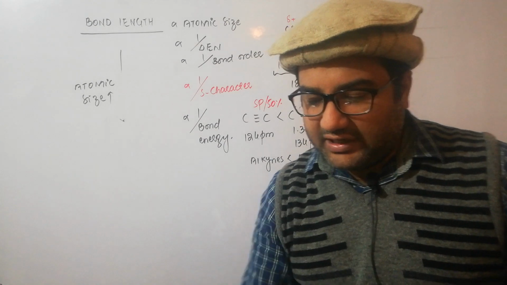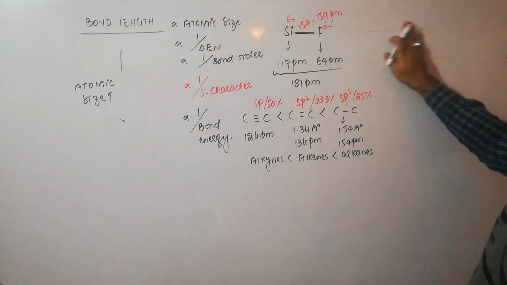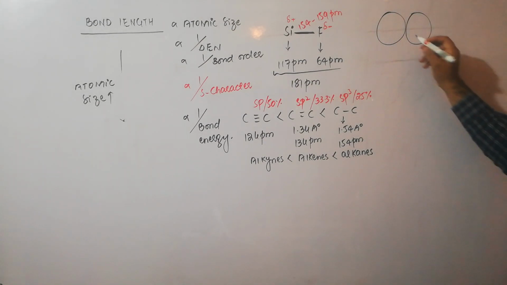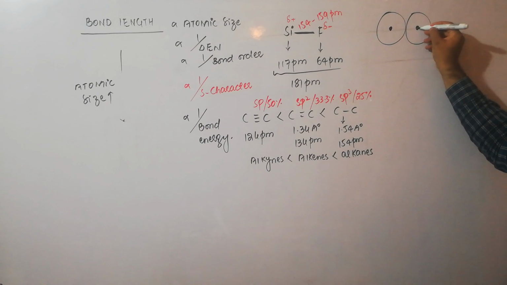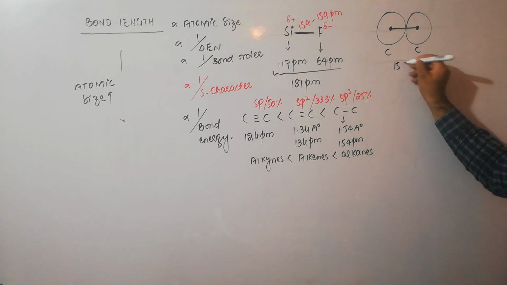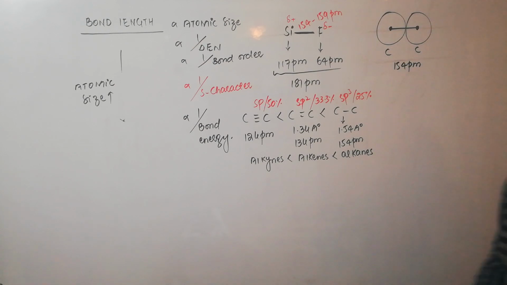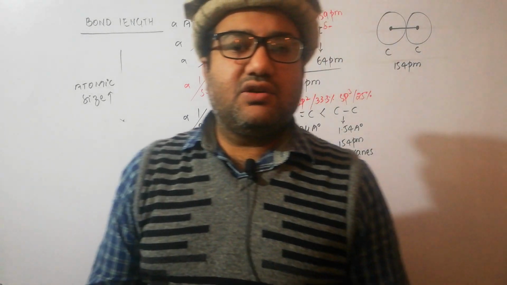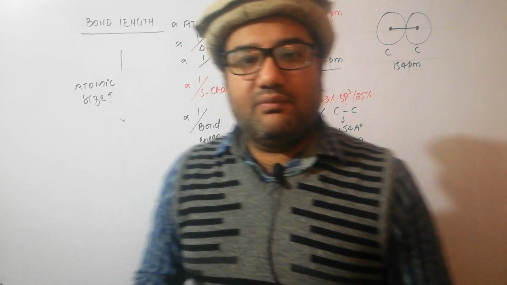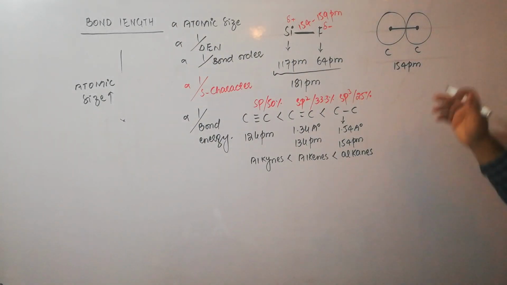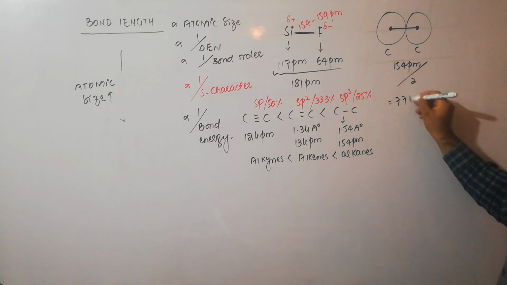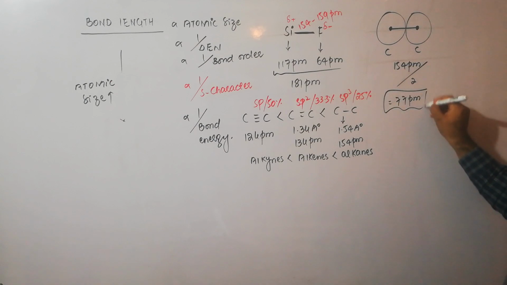So now let us talk about the last thing. Let's suppose that there is a bond between two carbon atoms. These are two carbon atoms, and you know that the bond length will be 154 picometer. Listen very carefully. This is only valid when the bond is between two identical atoms. When the bond is between two identical atoms, if you divide the bond length by 2, that will become the covalent radius of that atom.